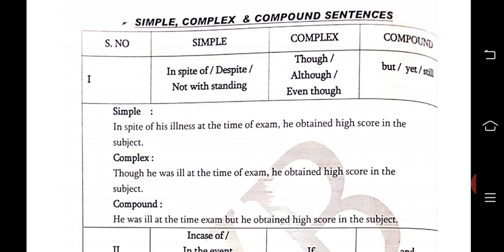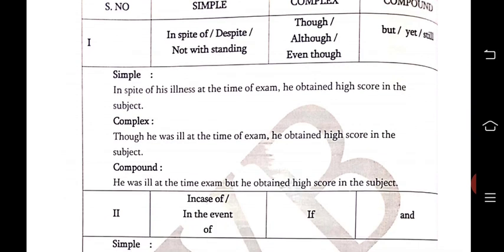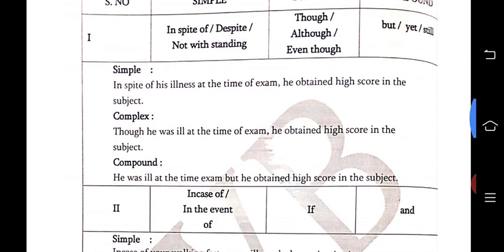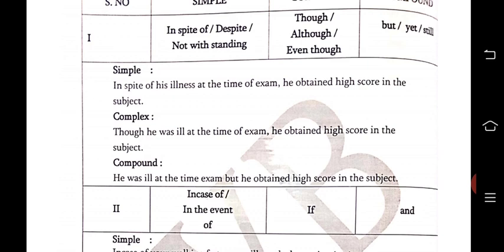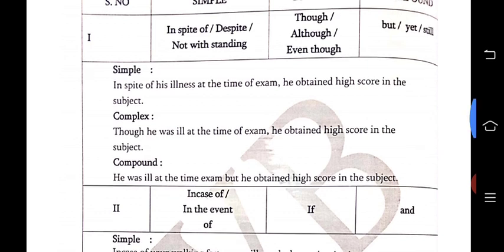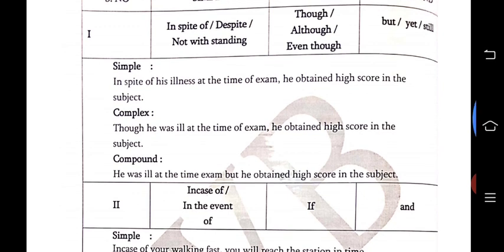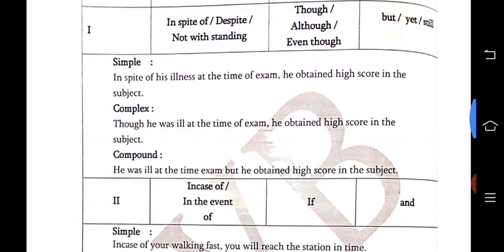So, in spite of his illness at the time of exam, comma, he obtained high score in the subject. Let's change into complex sentences. There we use a subordinate clause and one main clause. The procedure for the subordinate clause is first subordinate conjunction, subject and then sequence. And for the main clause as usual, subject, verb, object. Though he was ill at the time of exam, comma, he obtained high score in the subject.